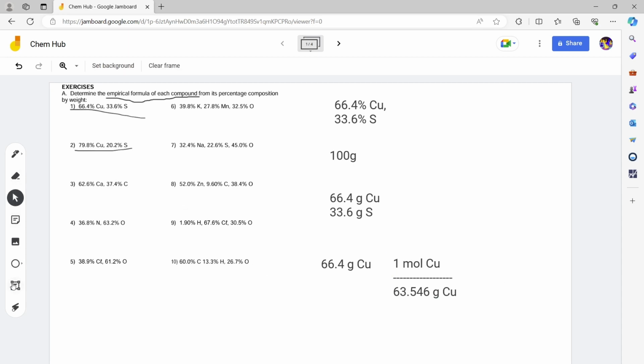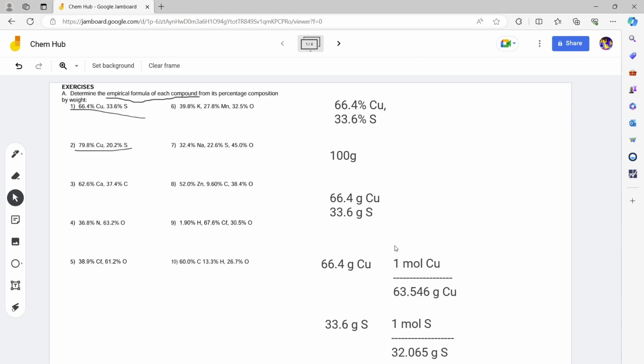Now let's set up our second equation. So for sulfur, we have 33.6 grams of sulfur. And we're going to want to multiply that by sulfur's molar mass ratio. So we get 1 mole of, I wrote copper, 1 mole of sulfur over the molar mass, which is, hold on 1 second, approximately 32.065 grams.